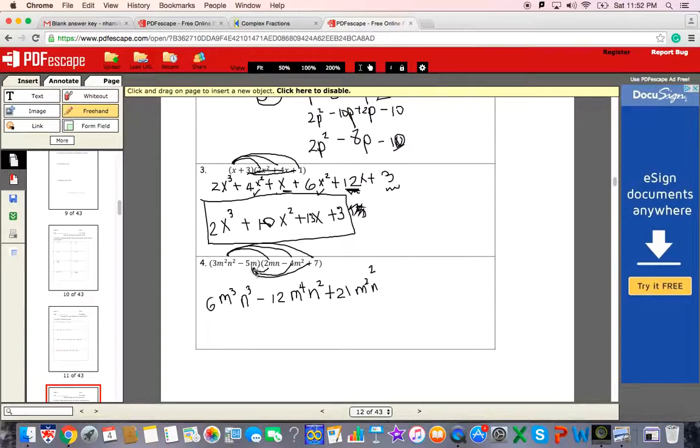Minus 5m times 2mn gives us minus 10m squared n. Now taking the negative 5m and multiplying it by a negative 4m squared, we get plus 20, handwriting deteriorating, plus 20m to the third. And finally, taking the negative 5m and multiplying by plus 7 gives us a minus 35m.